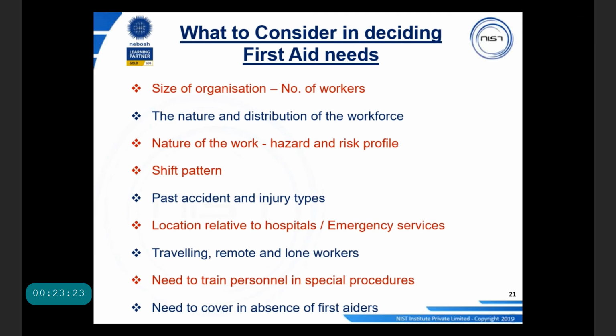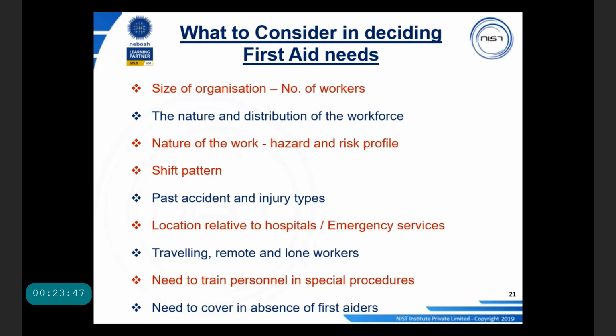I hope you understand the topic. Do you understand the topic? Yeah. So these are some factors I'm going to consider when I decide whether I need a high level of first aid provision or a simple one is okay. All right, so that is the topic. Now let's look at those factors.